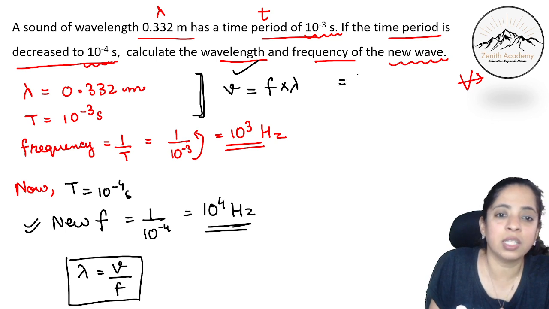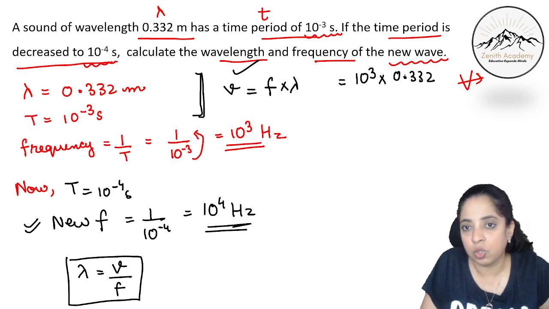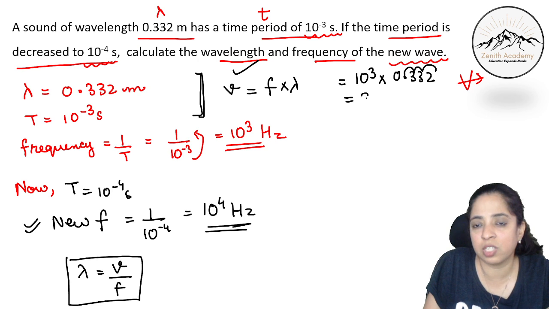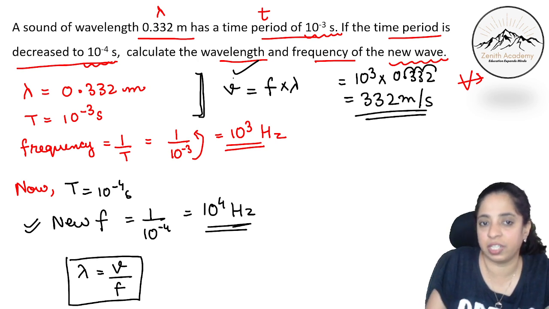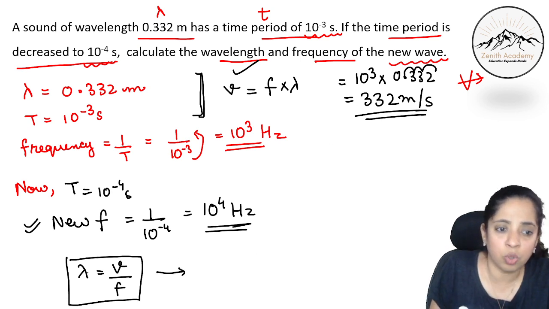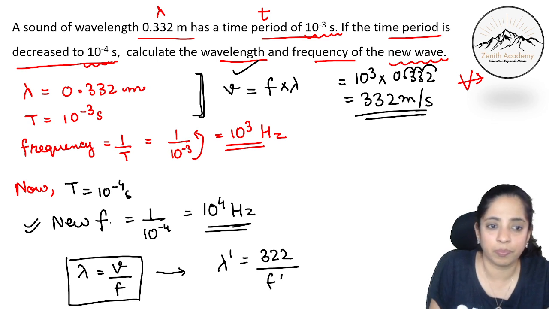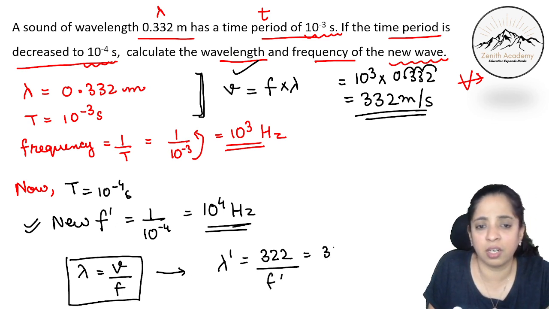So in this case we will find it from the first one. So what was the frequency, son? 10 raised to power 3 and wavelength was 0.332. 10 raised to power 3 is 1000. So the decimal will jump 3 places. So it becomes 332 meter per second. This is the velocity. We had to find it initially only. So now if we want to find the new wavelength, the new wavelength will be velocity, that is 332, upon new frequency. So it is 332 upon 10 raised to power 4.